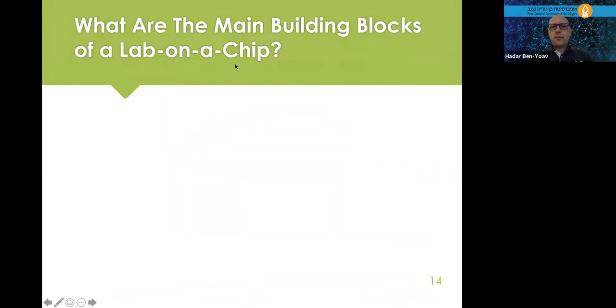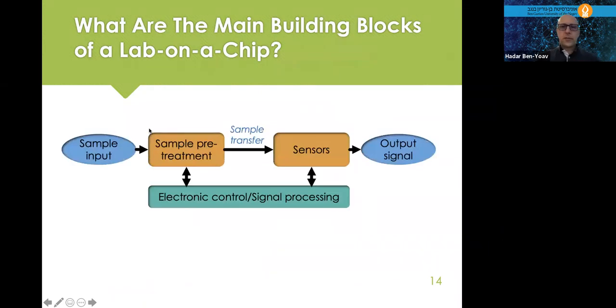So what are the main building blocks of a lab on a chip? If you can try to have like a building block, a blocks diagram. So we have the sample input. We have some kind of sample pre-treatment components that prepare the sample before it will be analyzed. We need transfer components to move the sample through the pre-treatment steps, but also to the sensors. Then there are components that sense the light, and there is an output signal.